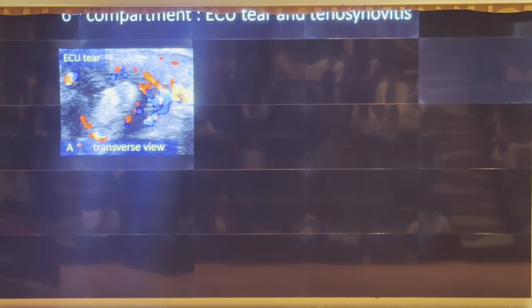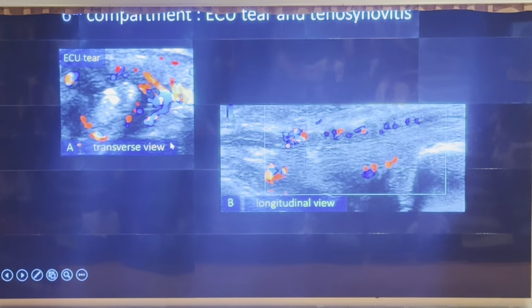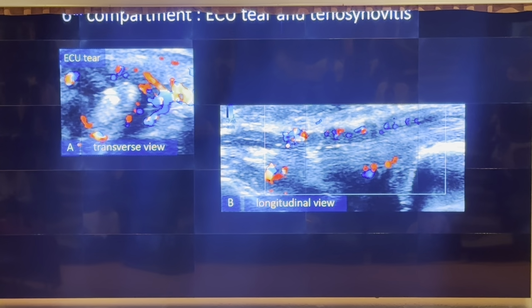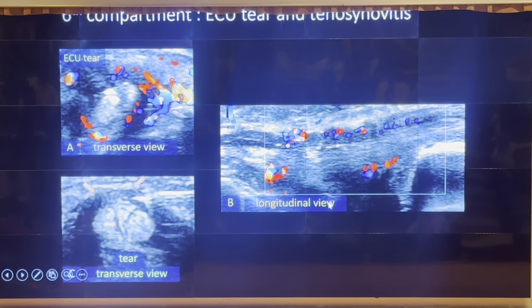The extensor carpi ulnaris tendon near the TFCC, also sometimes you will find tenosynovitis. For example, you can see very clearly the tendon sheath becomes swelling with increased blood flow. And this is the long axis view, you can see very beautifully, and even the ulnar collateral ligament of the TFCC becomes swollen and hyperemic.